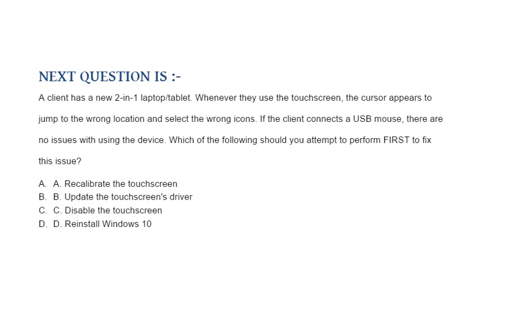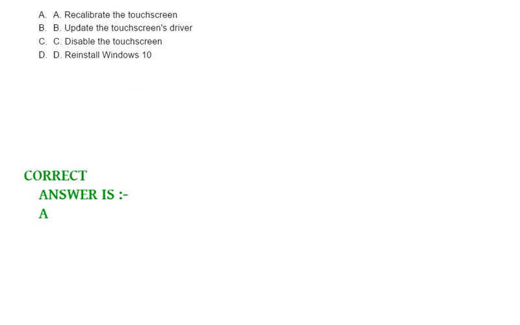Next question is, a client has a new two-in-one laptop tablet. Whenever they use the touch screen, the cursor appears to jump to the wrong location and select the wrong icons. If the client connects a USB mouse, there are no issues with using the device. Which of the following should you attempt to perform first to fix this issue? Option A. Recalibrate the touchscreen. Option B. Update the touchscreen's driver. Option C. Disable the touchscreen. Option D. Reinstall Windows 10. Correct answer is option A.